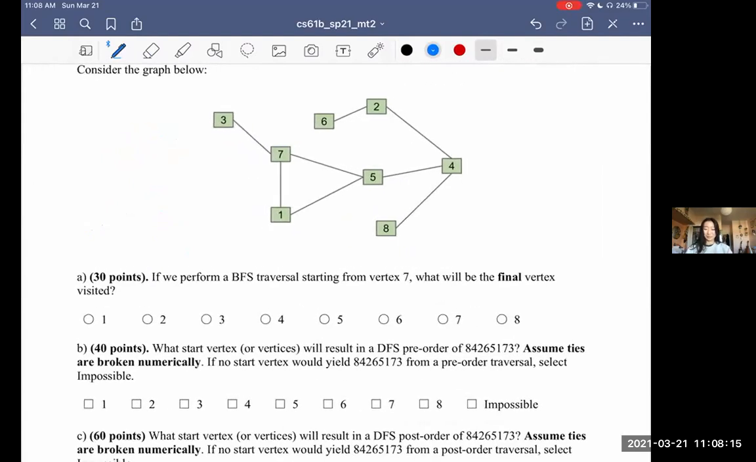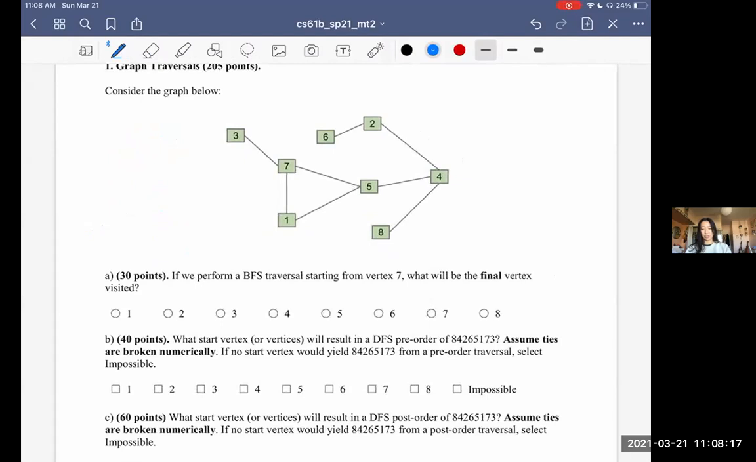Oh, also, for A, that means the answer is 6. I kind of skipped over that part, actually bubbling it in.